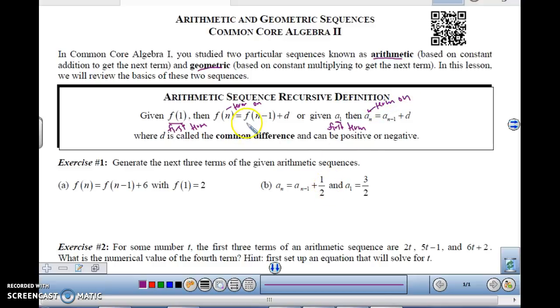Then remember from the previous lesson, what does f of n minus 1 mean? That means the previous term, and this means previous term. Those mean the same thing.